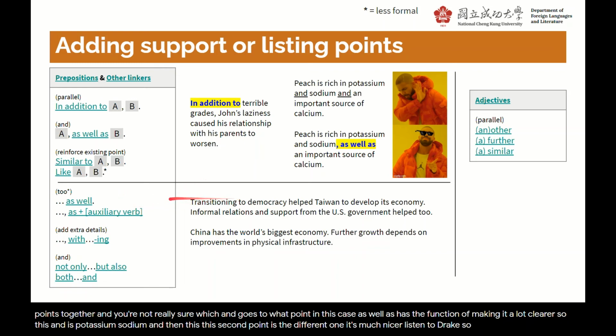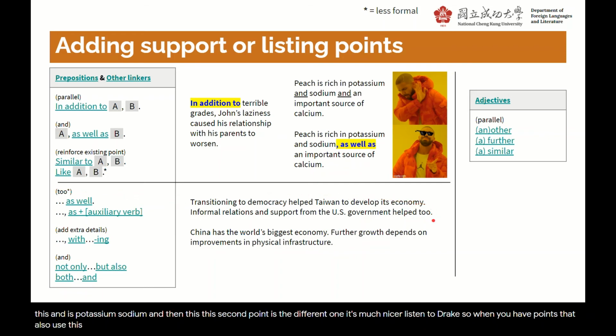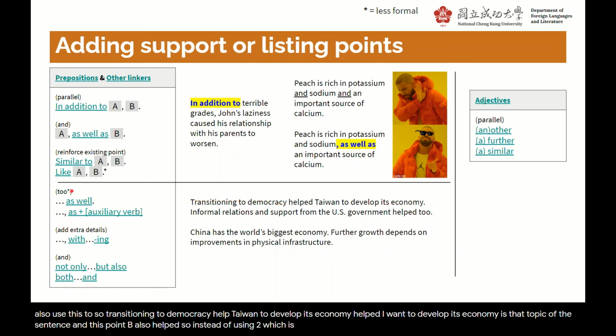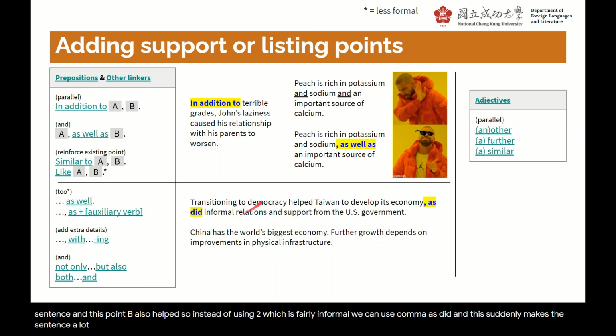So when you have points that also use "to," for example, transitioning to democracy helped Taiwan to develop its economy. Helping Taiwan to develop its economy is the topic of the sentence, and this point B also helped. So instead of using "to," which is fairly informal, we can use "comma, as did." And this suddenly makes the sentence a lot smoother and more formal, and it connects these two points together, pointing to how or what helped Taiwan to develop its economy.